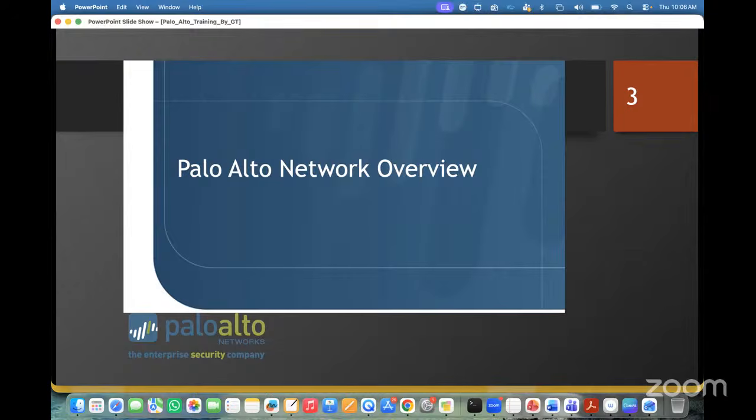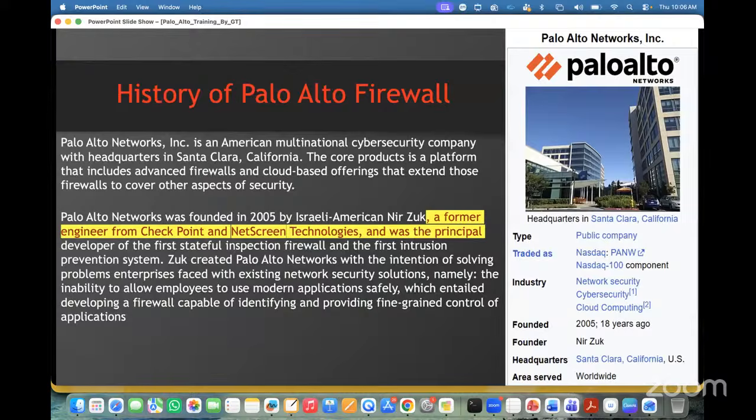But if I talk about the Palo Alto company, Palo Alto is basically one of the cyber security companies. Earlier, it was completely network security, but now it has become a complete cyber security company, and it's based in the US, America, headquartered in Santa Clara, California. And earlier, when the firewall was built, it was just a firewall to inspect layer 2, layer 3, and layer 4 traffic.